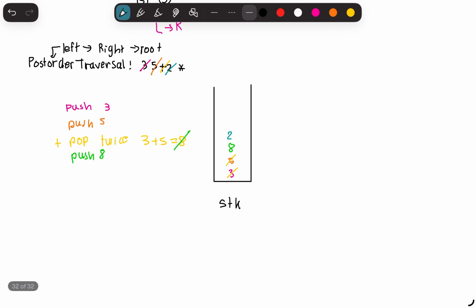So now after this, we see our times. Times is an operator, so you're going to pop twice. And that's 8 and 2. You're going to have 8 times 2, that's equal to 16. And then you're going to take the result and push 16 back onto the stack. So you just have 16. And you did this correctly.